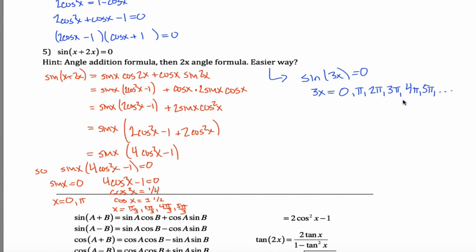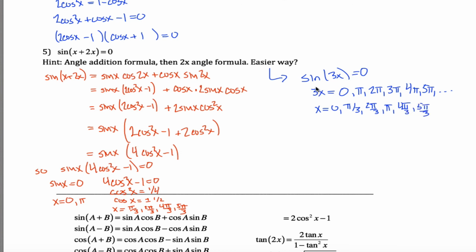So how many of those do I want to keep? Well, I need x to be between 0 and 2 pi, so if you divide by 3, you get x equals 0, pi over 3, 2 pi over 3, 3 pi over 3, 4 pi over 3, 5 pi over 3, and then you stop.